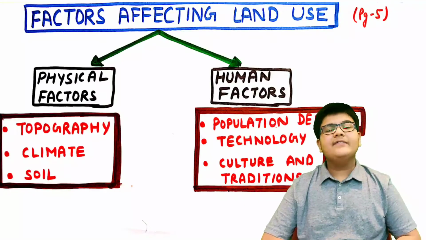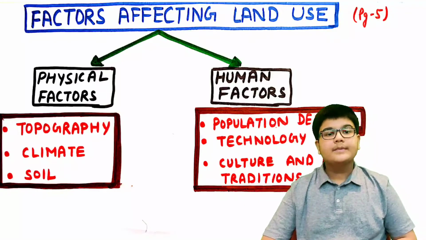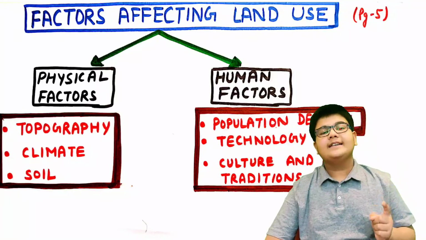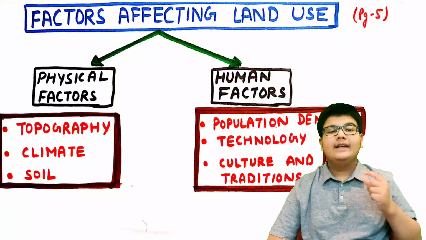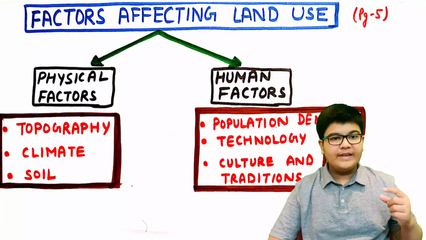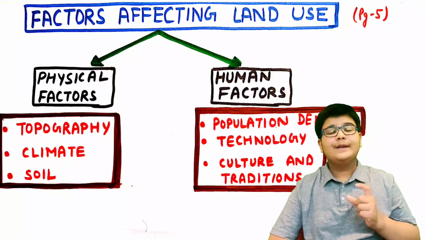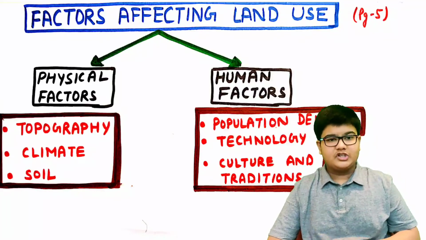Now let us understand the factors affecting land use. So there are basically two main factors, physical factors and human factors. Under physical factors, we have topography. So this means the relief of that region. So obviously the plains are better cultivated than the mountains, and there is more land in plains under agriculture.